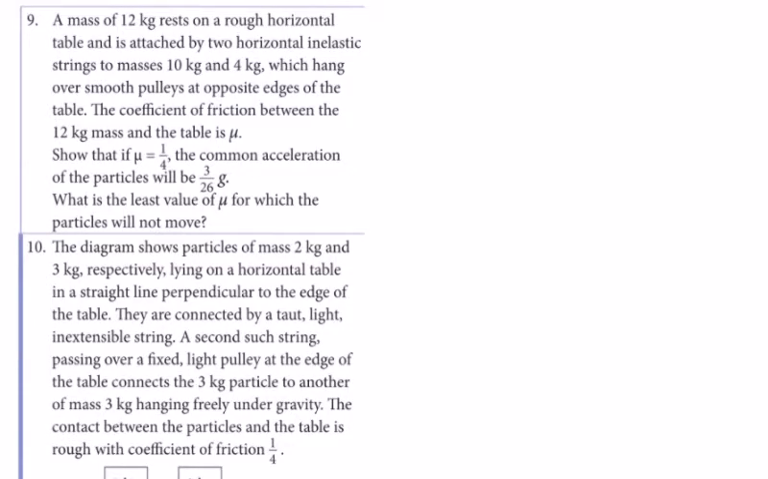So this is a table question. A mass of 12 kg rests on a rough horizontal table. Let's just do a quick sketch. Here's my 12. And then going across and over this pulley, and the same on this side, there are two other weights hanging freely, and they weigh 10 and 4. And it doesn't matter which way you put them.